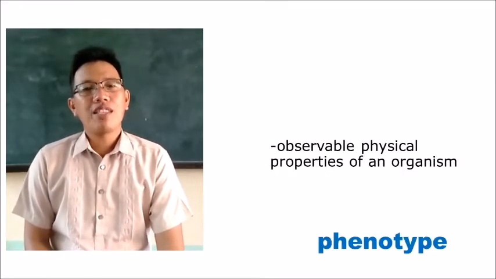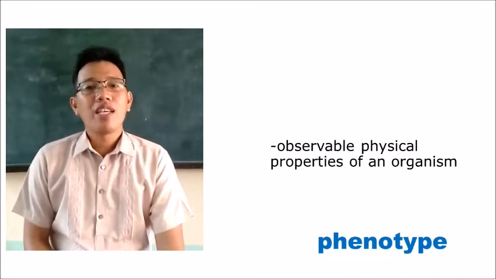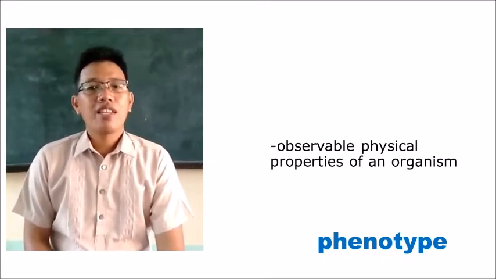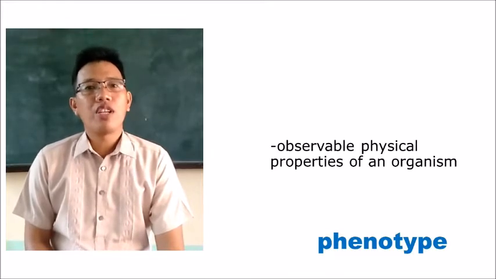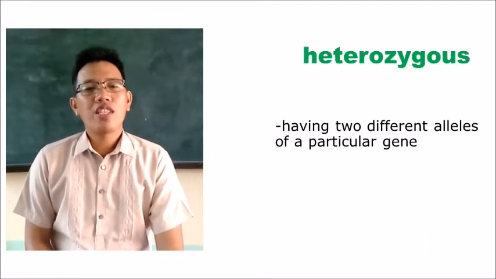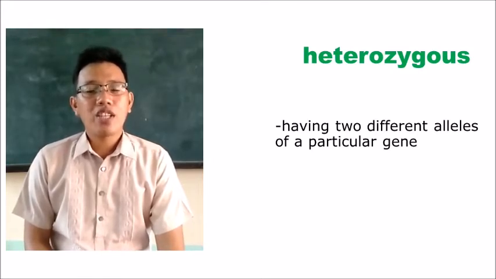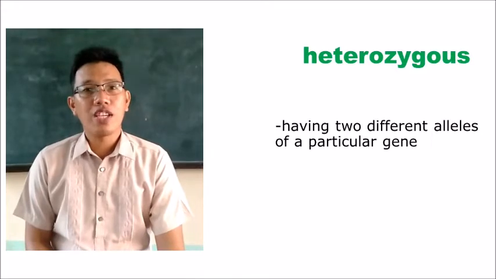For phenotype, this is the observable physical properties of an organism. The one which we can see, we can observe, the color, for example, the length, the size, the form, and so on. For heterozygous, it refers to having 2 different alleles of a particular gene. So if the letters representing the alleles are different, that particular trait or gene is heterozygous.